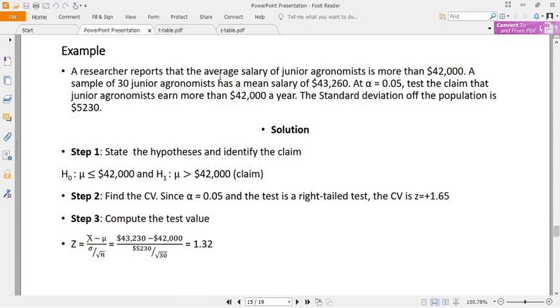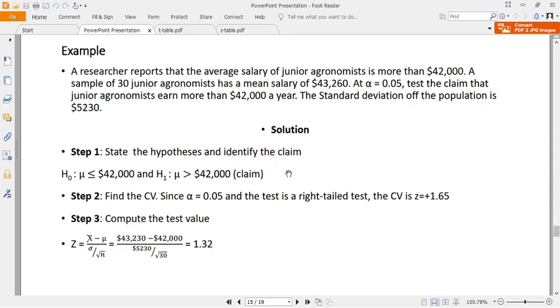So a researcher reports that the average salary of junior agronomists is more than $42,000. A sample of junior agronomists has a mean salary of $260,000. At alpha of 0.05, test the claim that the junior agronomists earn more than $42,000 a year. The standard deviation of the population is 5,230.